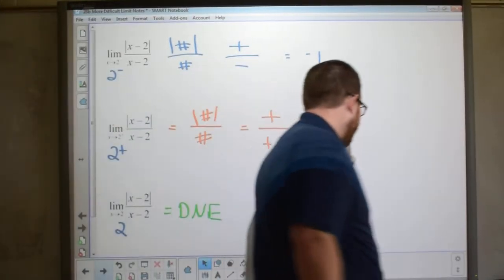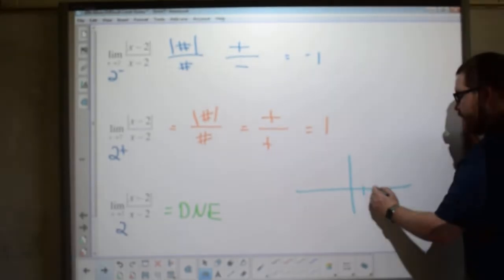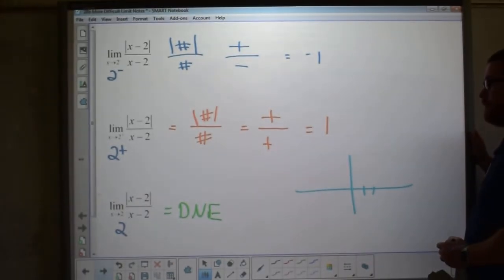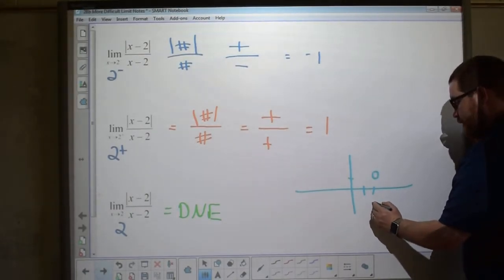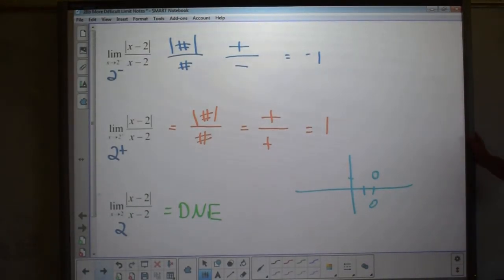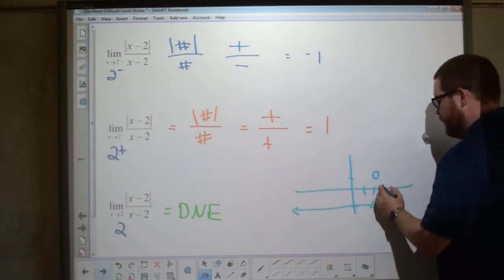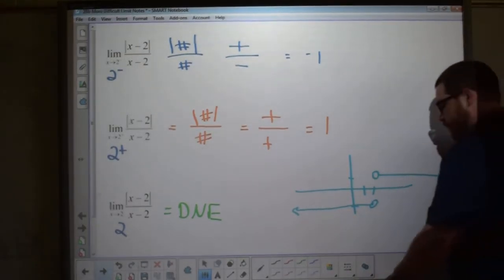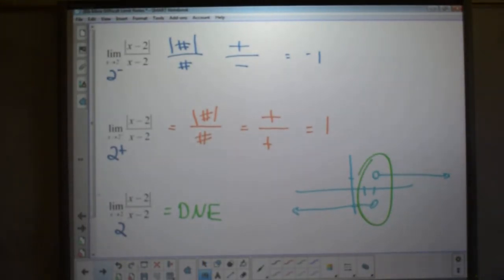If you saw a graph of it, it would make more sense. So if you have a graph of this thing, here's the point 2. Okay? I cannot plug in 2. If I plug in the point 2, I'm going to get a hole. But everything to the left of 2 is -1, everything to the right of 2 is +1, it's very obvious to see that that graph doesn't have a limit at that spot. They go to different places.